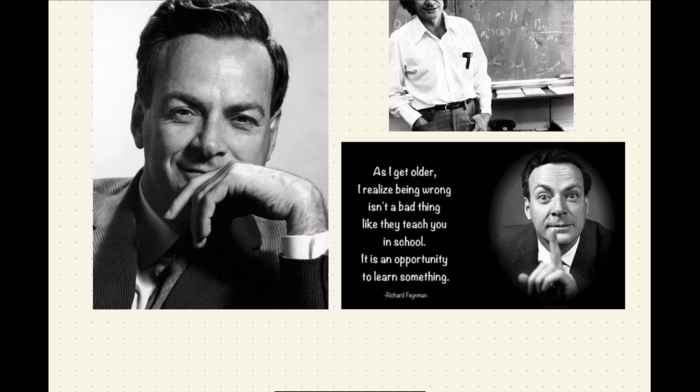And he says, "As I get older, I realize being wrong isn't a bad thing like they teach you in school. It's an opportunity to learn something." The reason this guy's a GOAT is because he had a fantastic way of looking at physics and science. He had this other famous quote where he says you don't have to be born with a special attribute, a special quality, to be a good physicist. You can be a regular, normal, average IQ person. And he says, that's what I was.